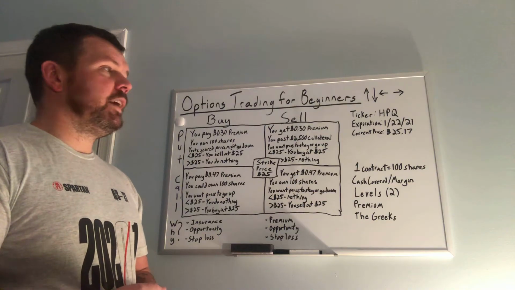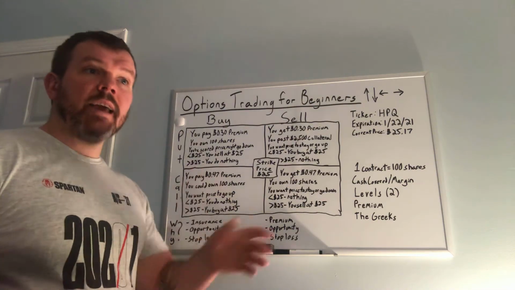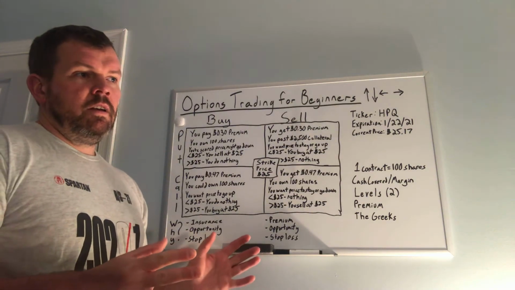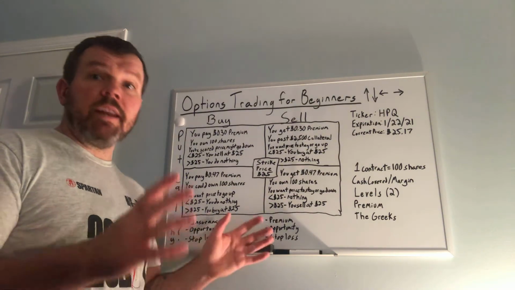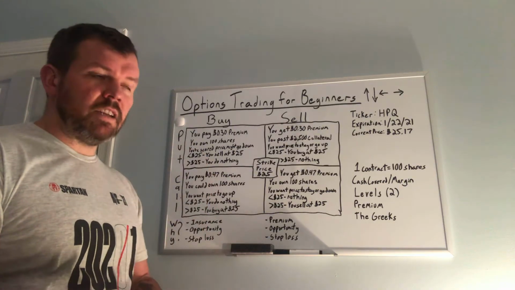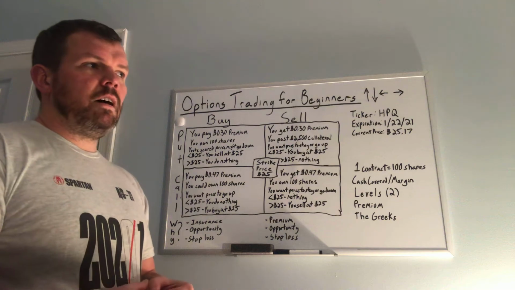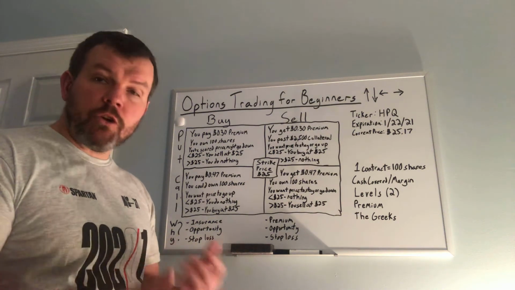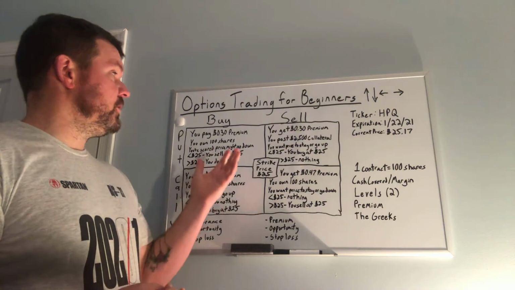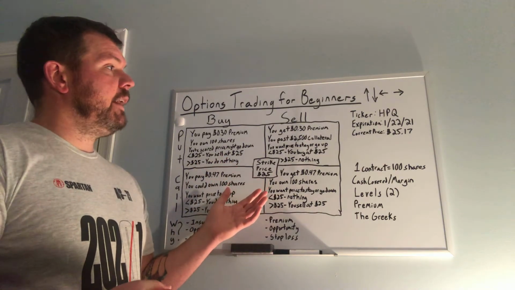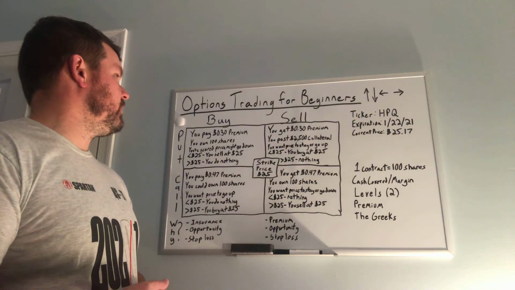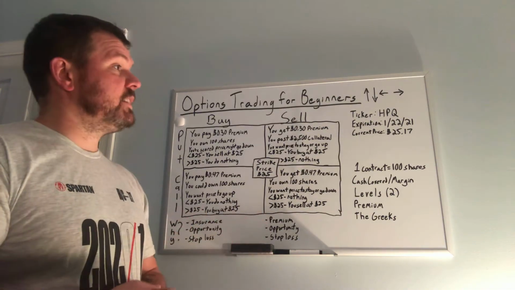So if you think HPQ might tank by Friday because of earnings, because of inauguration, because of anything, then you could buy a put, because essentially it's like a stop loss or insurance on your holdings. So say you own 100 shares of HPQ at an average stock price of $26.